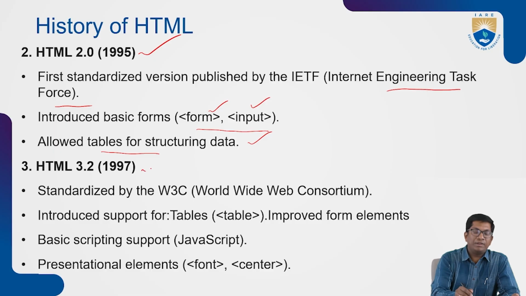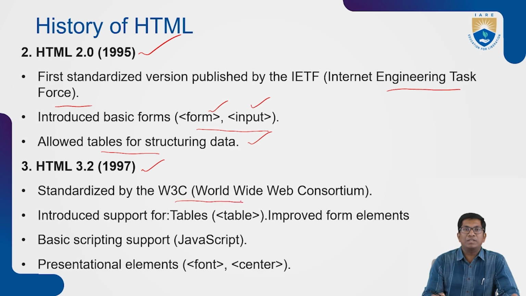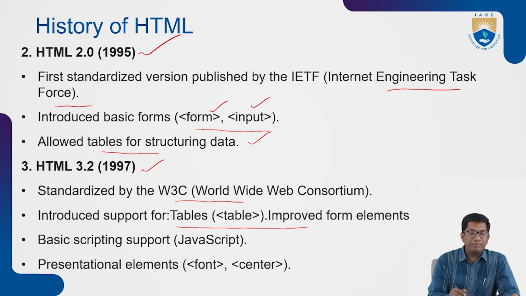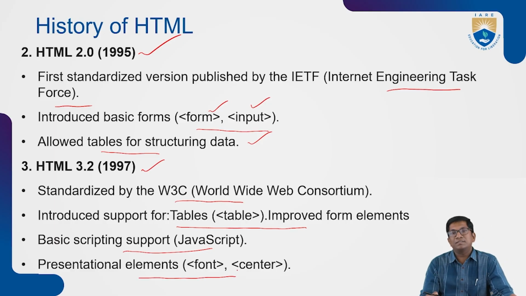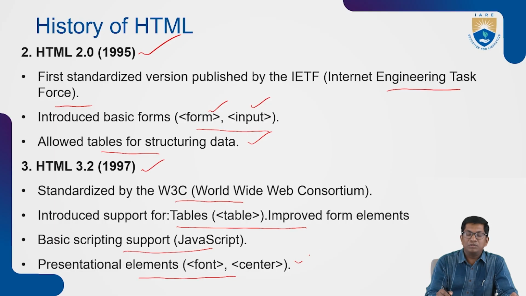In 1997, they developed the new version, HTML 3.2, standardized by the W3C, the World Wide Web Consortium. It introduced support for tables, improved form elements, basic scripting support, that is JavaScript, and presentational elements like font and center. So they did some revisions and introduced the HTML 3.2 version, and all these features were added.